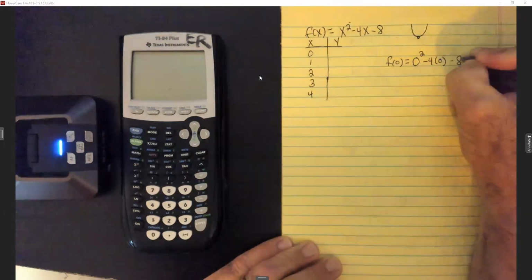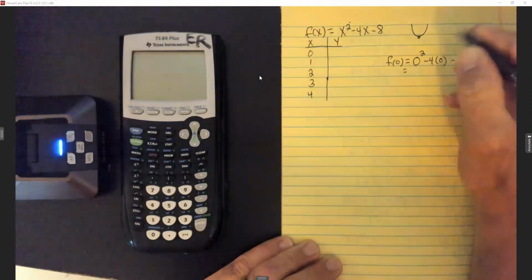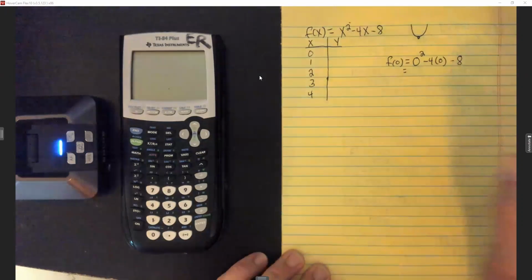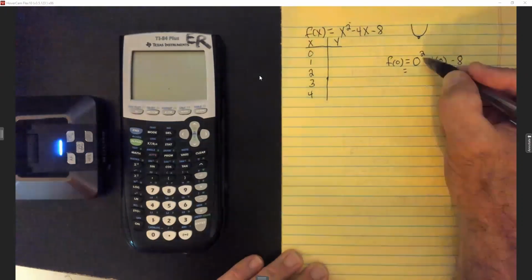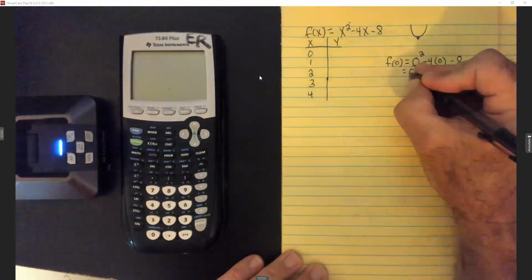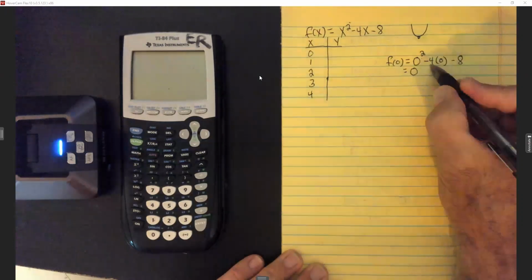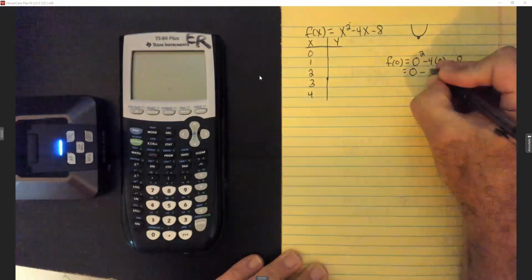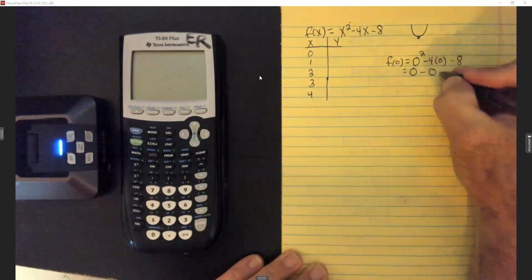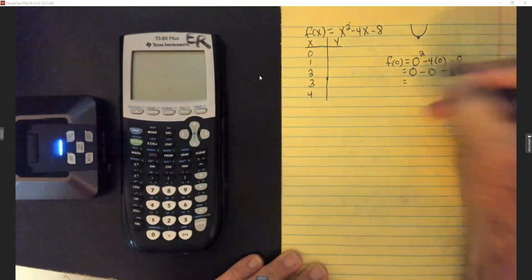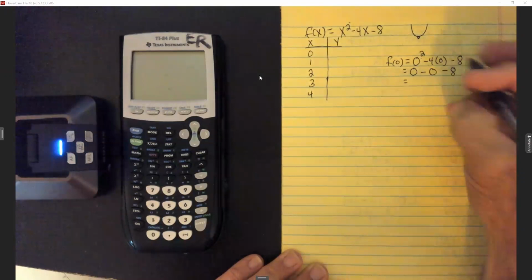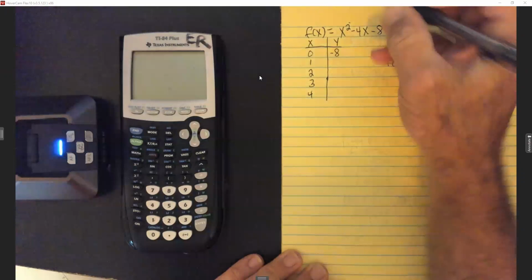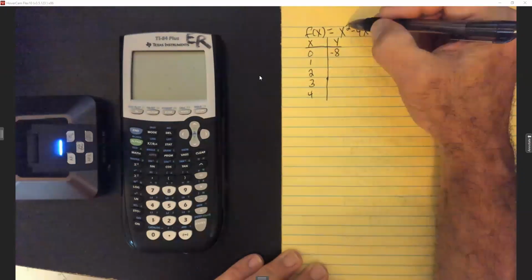So we had two x's in this equation. We got to put 0 in for both of those x's. All right, exponents have priority. 0 squared is 0. 4 times 0 is 0, so that's going to be minus a 0, and then at the end is minus 8. And 0 minus 0 minus 8 is a -8. So once again, I put a 0 in for the variables. The answer was that number at the end.